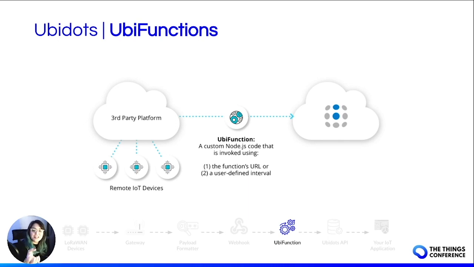So to be able to exchange this data and at the same time manipulate both incoming and outgoing data, we have to use an Ubi function, which is a module offered by Ubidots, which basically is a function as a service module where we can call and create our own APIs using Python or Node.js. Without further ado, let's go back to the ThingStack as well as to Ubidots platform to configure this integration process.